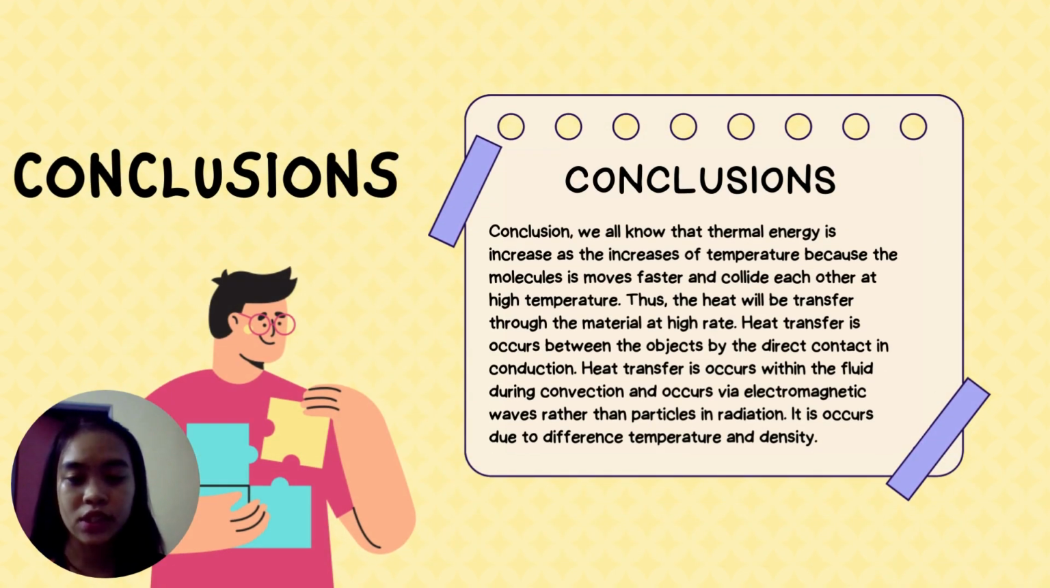Conclusion: we all know that thermal energy increases as temperature increases because the molecules move faster and collide with each other at high temperature. Thus, the heat will be transferred through the material at a high rate. Heat transfer occurs between objects by direct contact in conduction. Heat transfer occurs within fluids during convection, and occurs via electromagnetic waves rather than particles in radiation. It occurs due to different temperature and density.